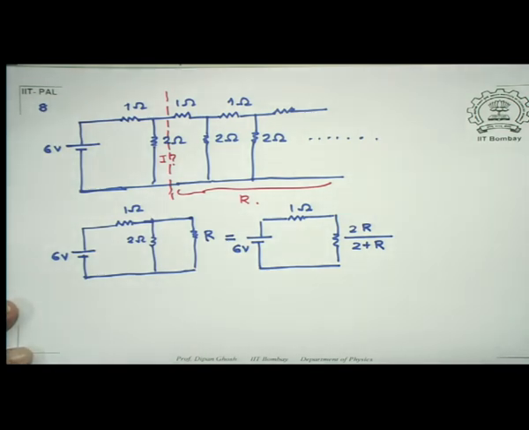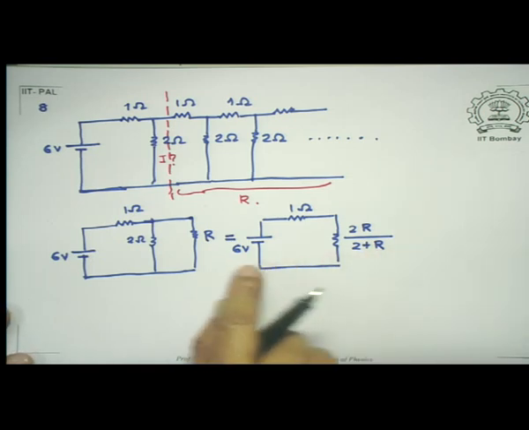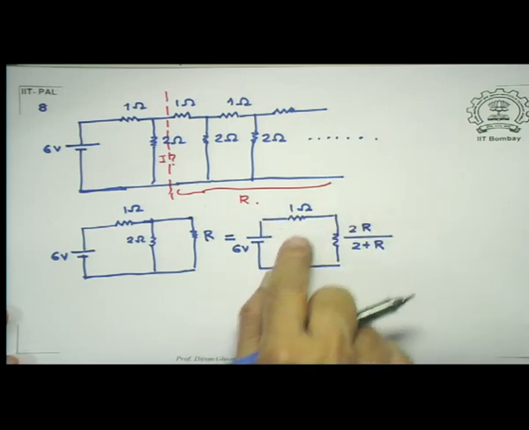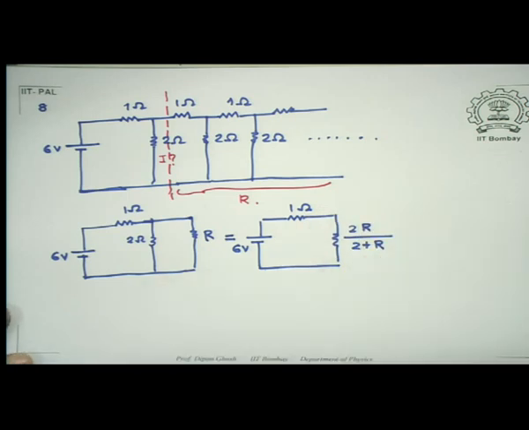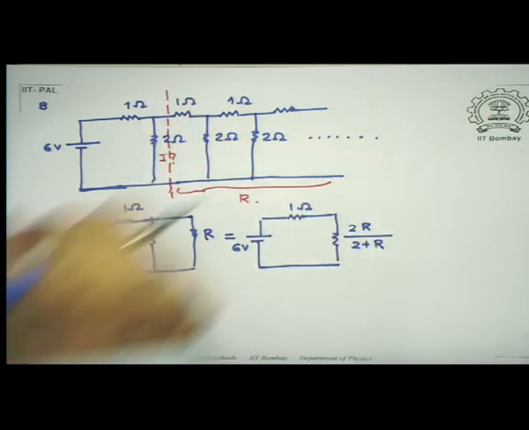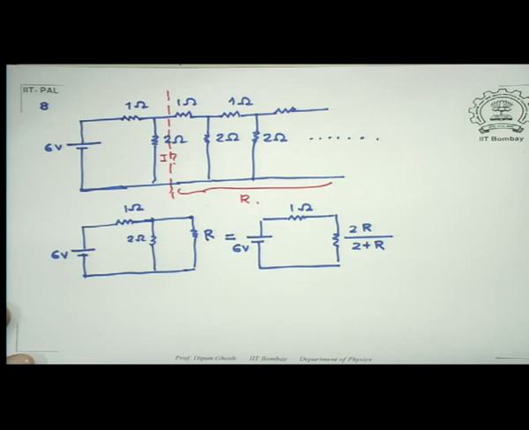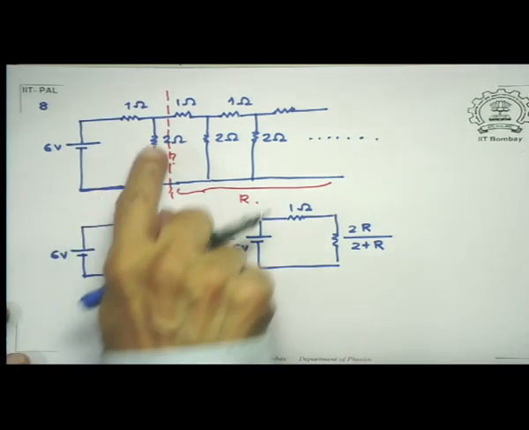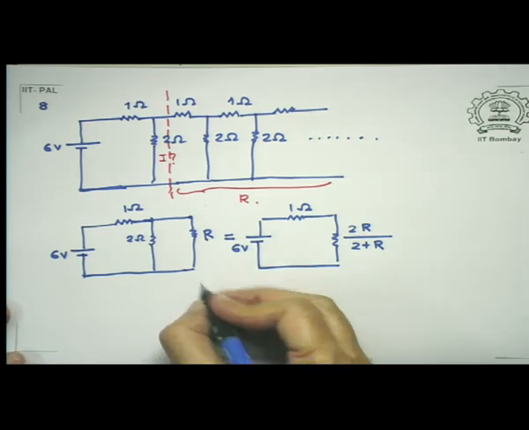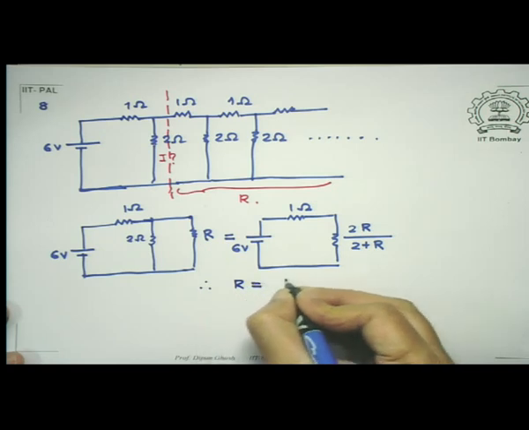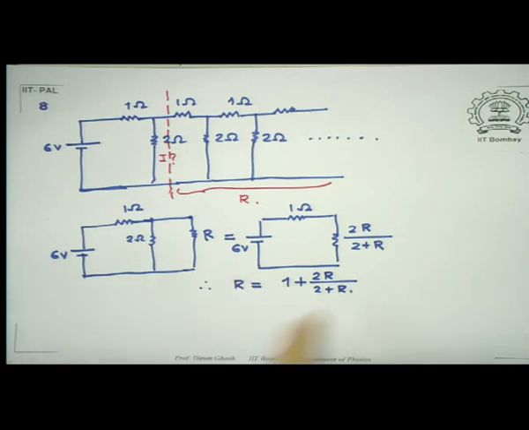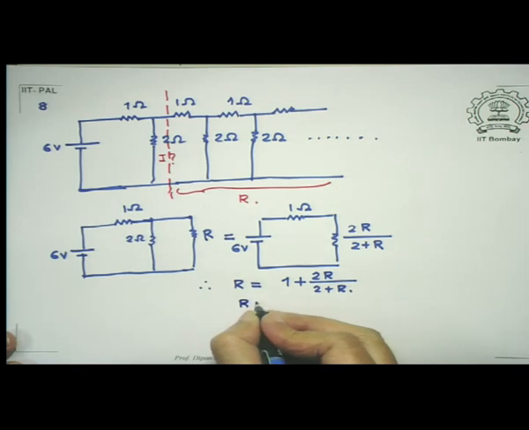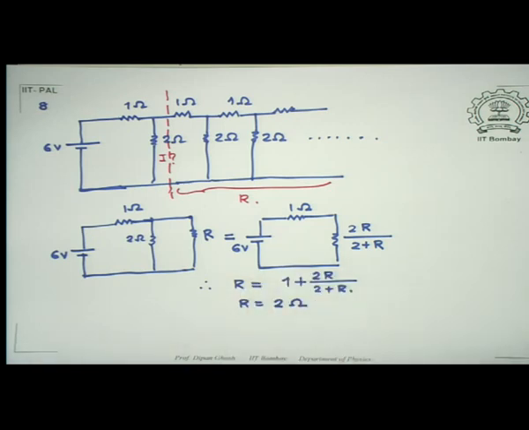Now notice what I am saying. Now this tells me that the current through this circuit will be given by the series resistance of 1 ohm and 2R by 2 plus R. But then if I did not cut it here, I consider the whole situation, that is nothing but a resistance R. So therefore, my R should be equal to 1 plus 2R by 2 plus R. Solve this, this is quadratic, very simple. So R will turn out to be equal to 2 ohms. Just take the quadratic equation and take the positive solution there.